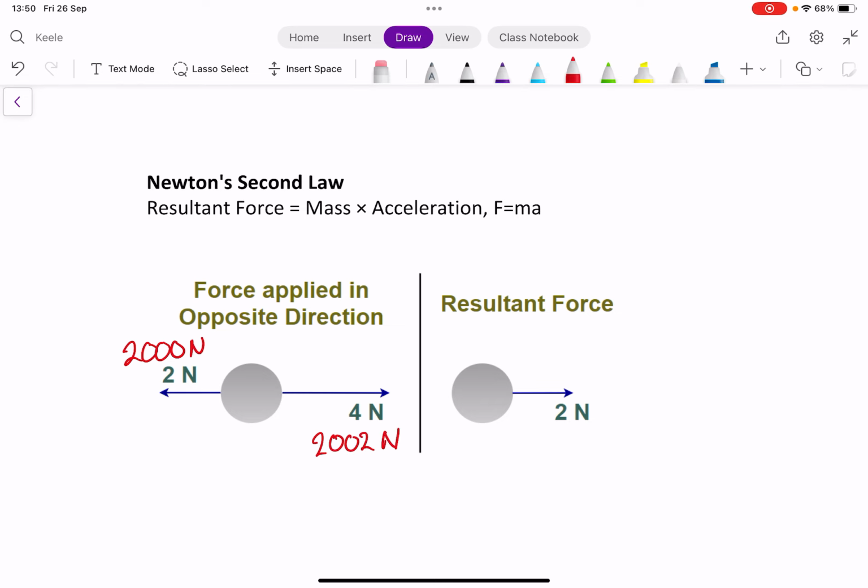we could change these forces for something much larger. The resultant force would be exactly the same. The two forces would all but cancel out. One of them is just 2 newtons bigger. And the acceleration of this would be the same as it was in the first example. It makes no difference how big the forces are. What matters is what's the overall effect after you've cancelled them out.